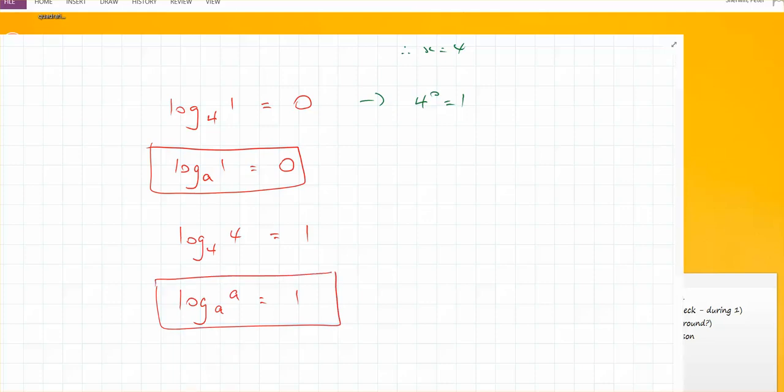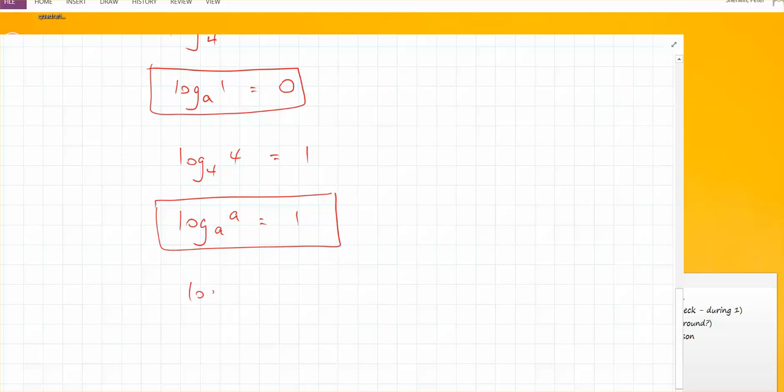Have a little think about one other thing for me. Can you take the logarithm of a negative number to any base? Can that be worked out? That's one perhaps for you to feed back tomorrow in class. Let me know your thoughts on that.